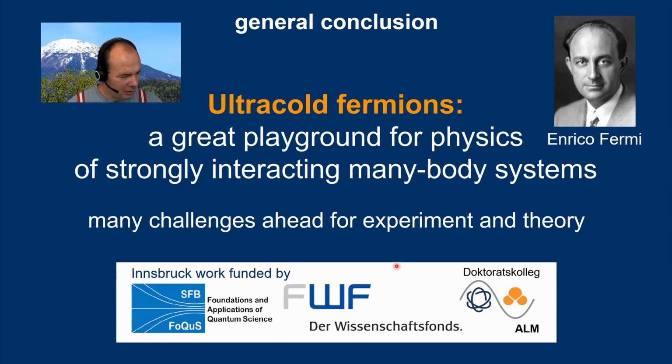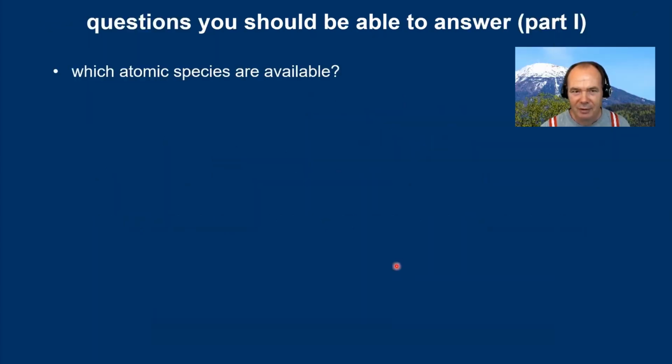And finally, I've prepared 2 more slides, and these 2 more slides have questions for you. We'll see what you can answer. Okay, from this lecture, which atomic species are available for experiments with fermions? Name a few. Well, we talked about erbium and dysprosium, for example. Yes. And these are relatively new ones. The classical ones are lithium and potassium.